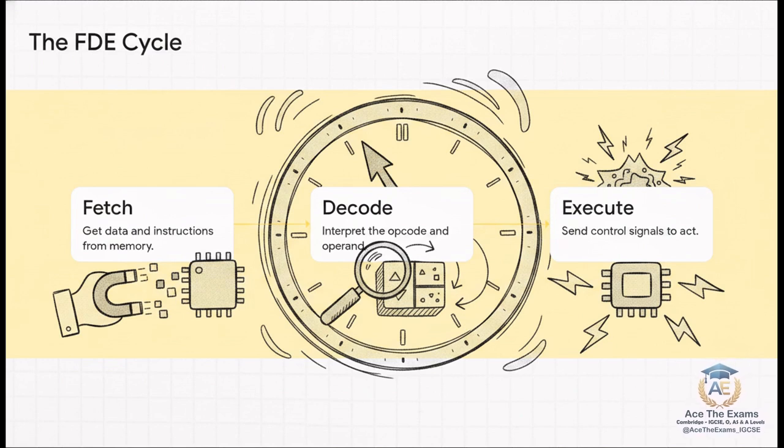Fun fact, if you overclock your computer's system clock, you're literally forcing this 3-step cycle to run faster than the silicon was designed for. That's exactly why things overheat and crash when the steps fall out of sync.